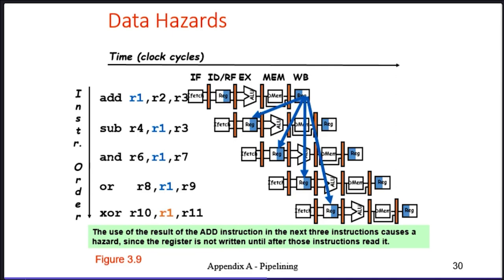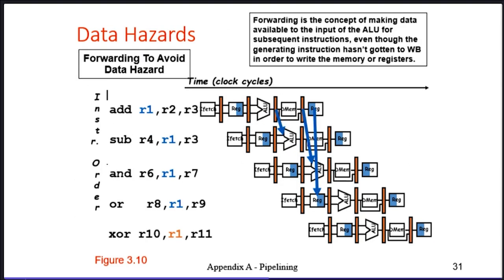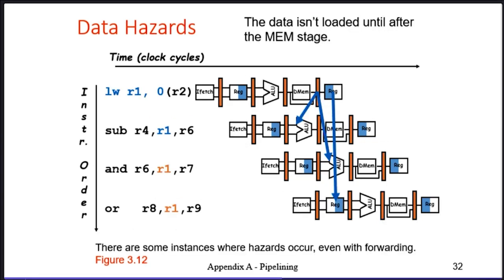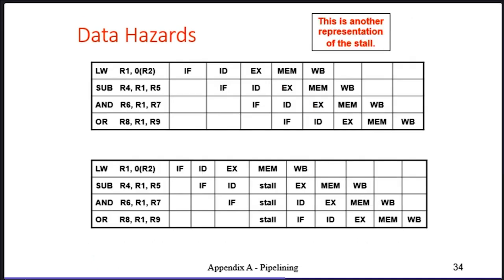Another method that can be used is forwarding. It adds special circuitry to the pipeline. This method works because it takes less time for the required values to travel through a wire than it does for a pipeline segment to compute its result. There are some instances where hazards occur even with forwarding. This is a different representation of the stall.